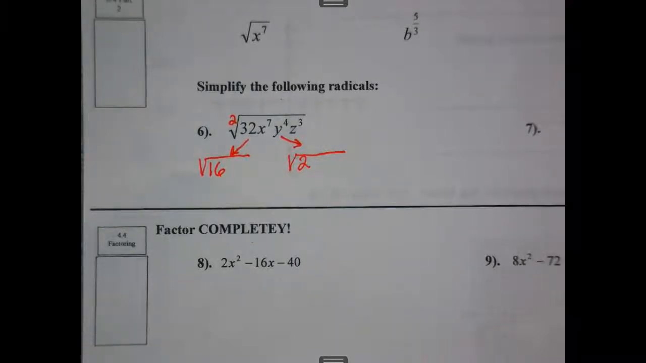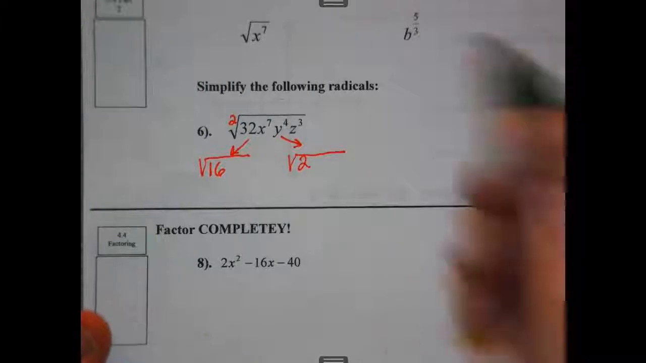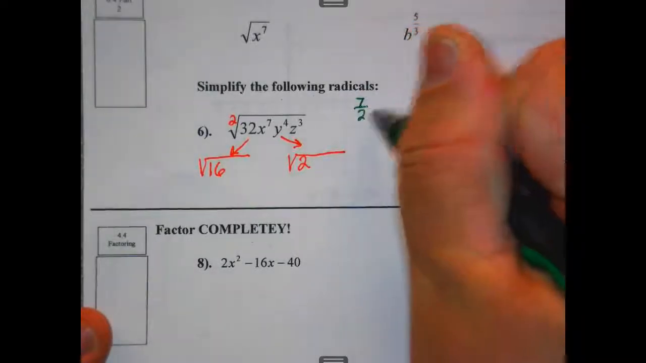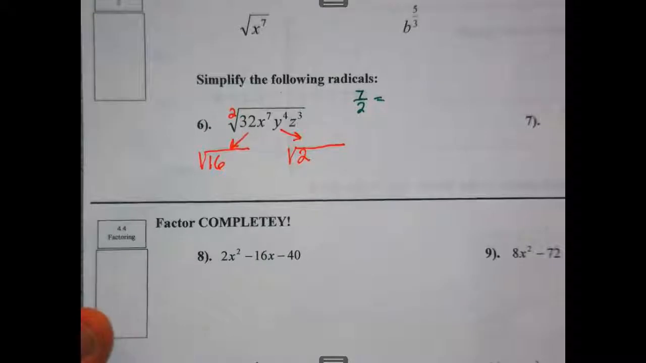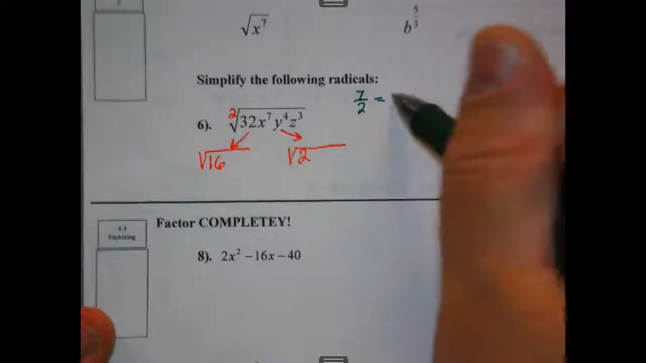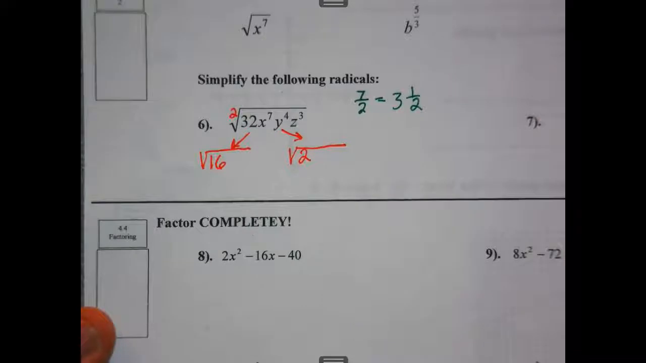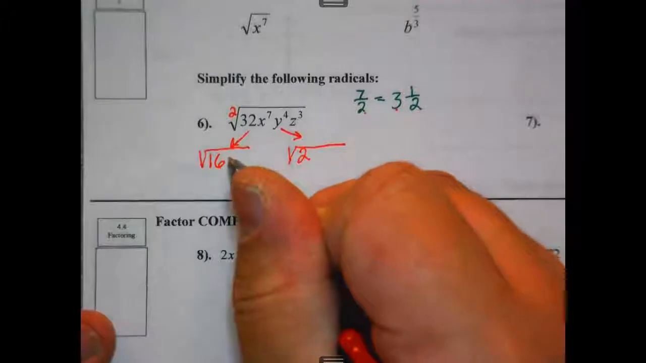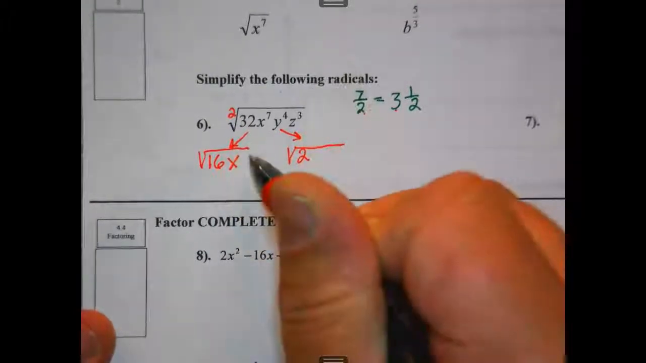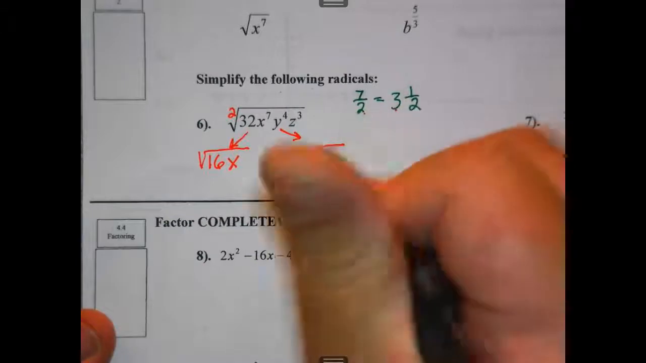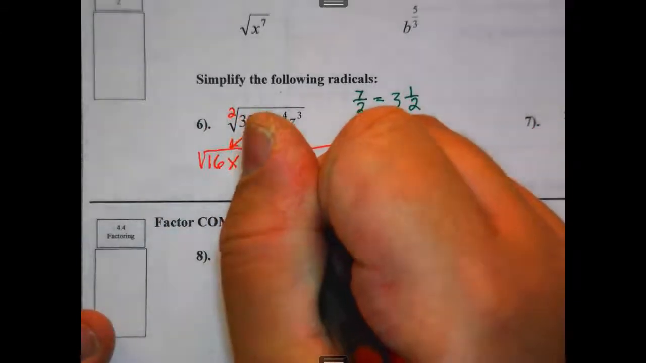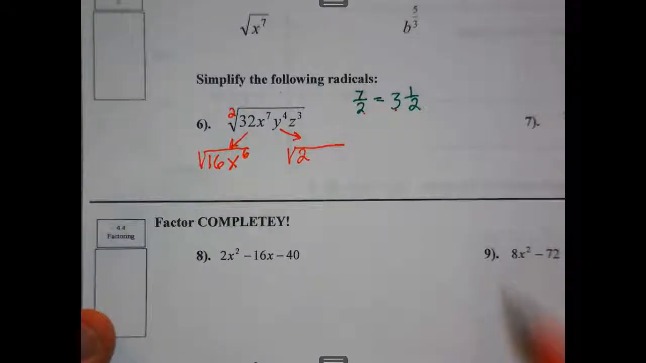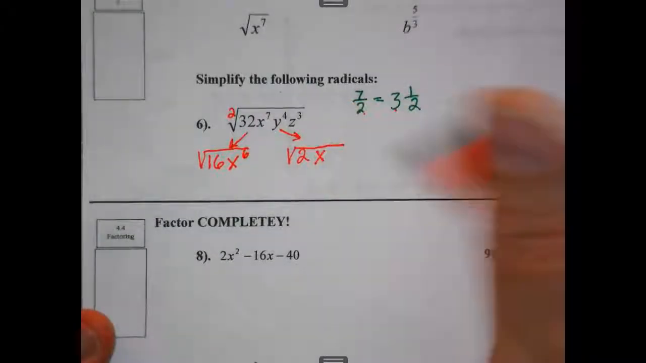Okay, x to the 7th. How many x squares are in x to the 7th? In other words, I'm looking at 7 divided by 2, right? Change that to a mixed number. 3 and 1/2, right? So I have 3 2's, right? So I have x to the 6th, which is 3 2's. And I have x to the 1st, which is 1x.